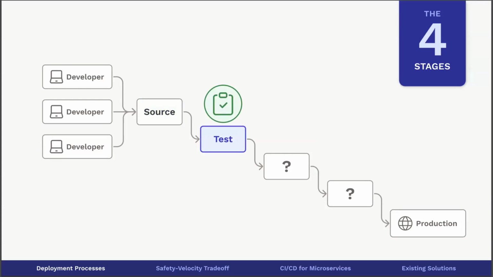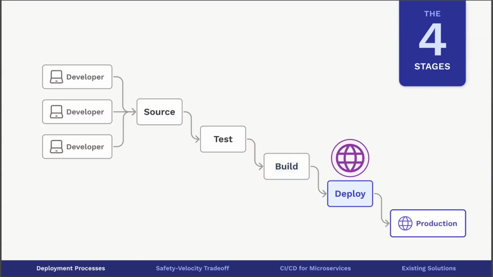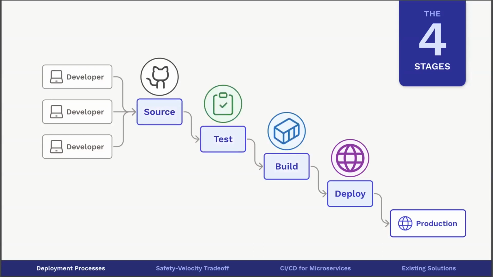Next, the test stage runs tests on the code to ensure quality and functionality. During the build stage, the updated source code is packaged with its dependencies into a single deployable artifact. And finally, during the deploy stage, the built artifact is actually shipped off to a production environment accessible to end users. So to recap, there are 4 main stages of a deployment process: source, test, build, and deploy.